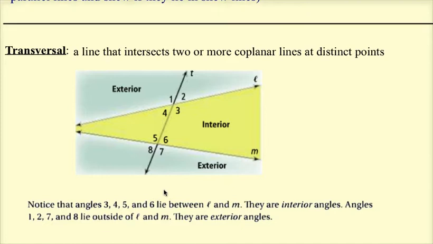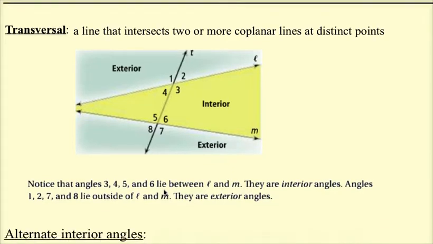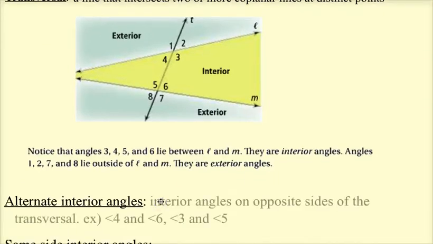And the other ones, 1, 2, 8, and 7, are going to be called our exterior angles. Now there are different relationships between these angles. If the lines were parallel, then there are certain facts that would be true, but for now we're just going to name those angles. Alternate interior angles are interior angles on opposite sides of the transversal. Remember, interior is the angles in the green shaded area, in between the lines. And 4 and 6 are called alternate interior angles, and 3 and 5 are called alternate interior angles. For now we're just naming them.